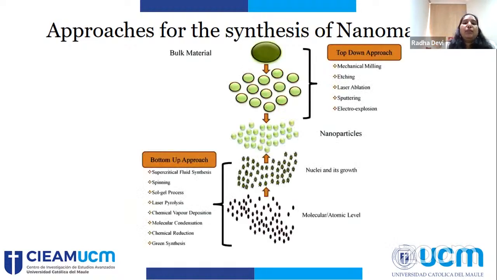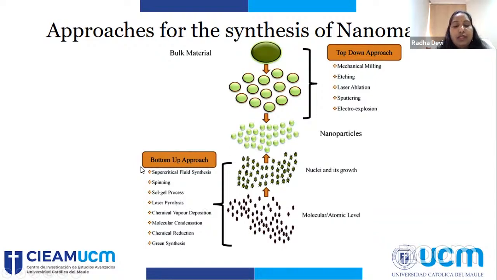Based on the approaches for the synthesis of nanomaterials, there are two approaches. One is the top-down approach, where we can use different methods like the mechanical milling method, as mentioned by Dr. Mehrdad for his alloy preparations, and also etching, laser ablation, sputtering, and electroexplosion. These are the commonly used techniques for the top-down approach, in which the bulk material is broken down into fine nanoparticles.